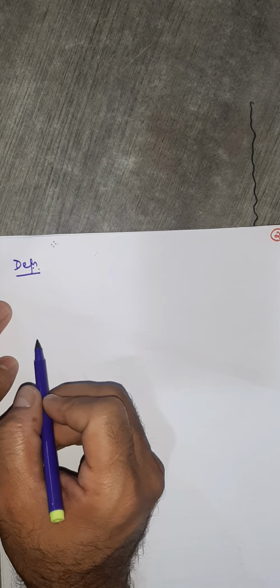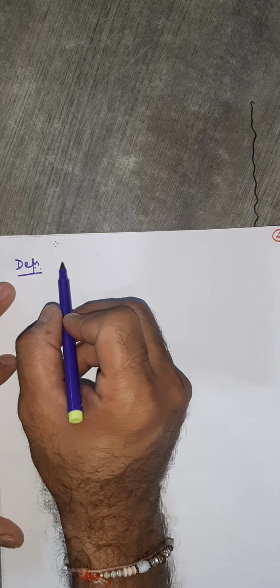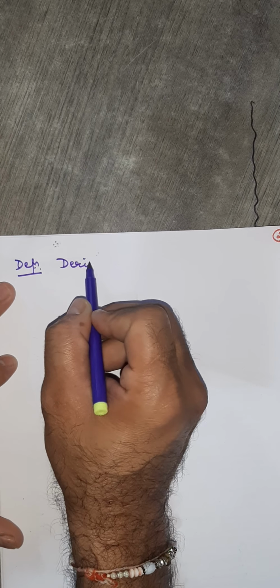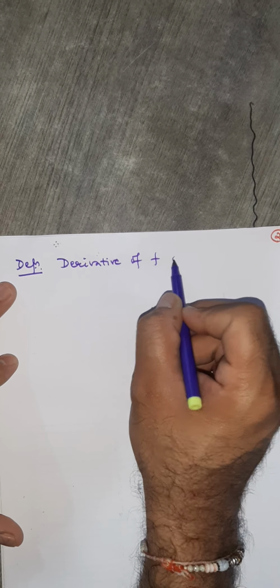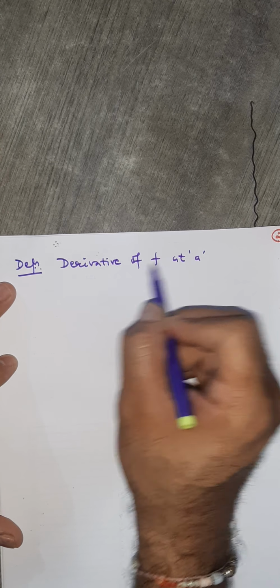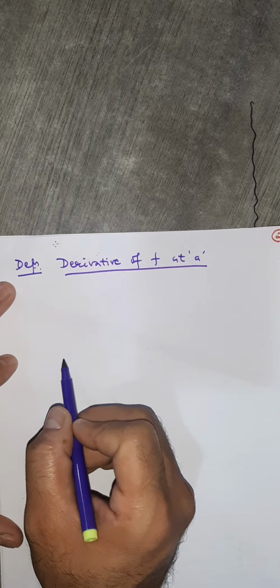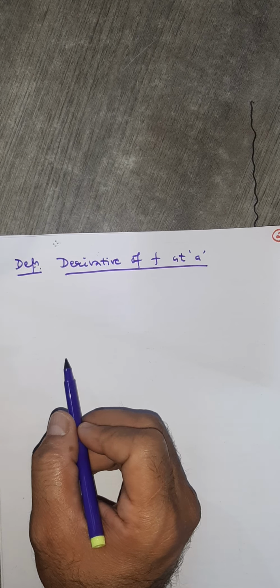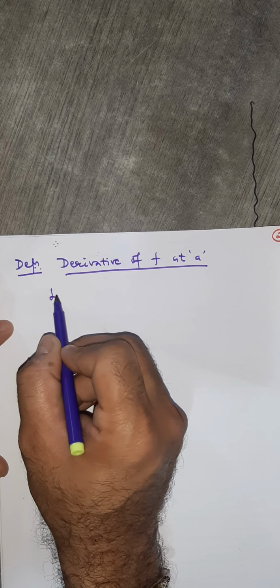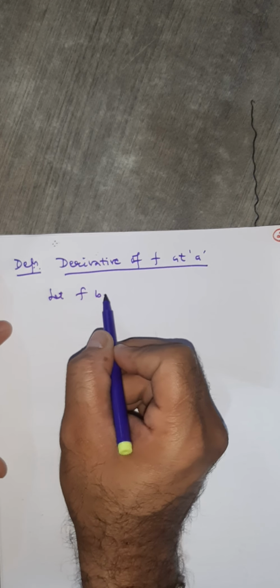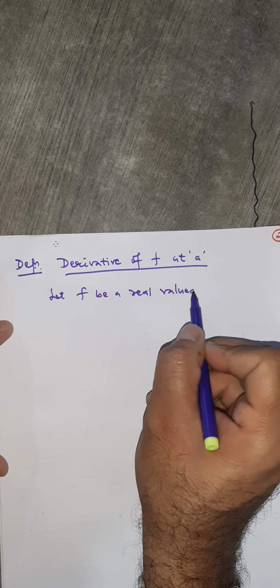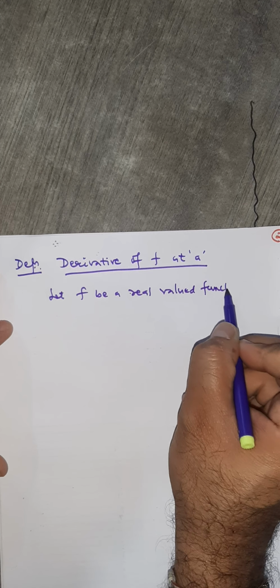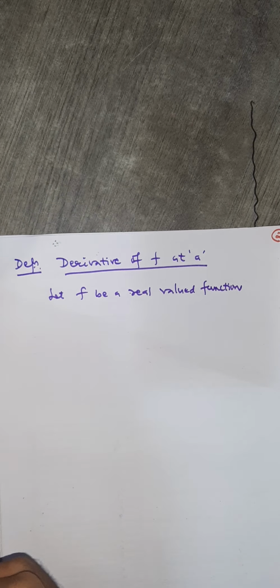Definition of what? Derivative of a function at a point. Derivative of f at a. We are writing the derivative of a function at a, which is one type of limit only. So we start with a function. Let f be a real valued function. That means the codomain is R.